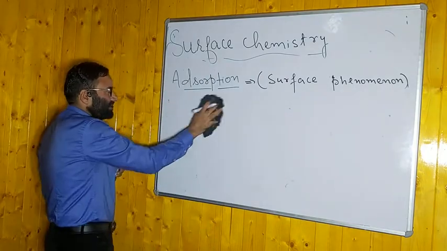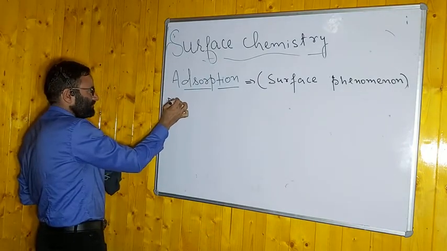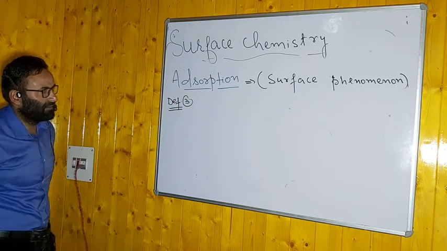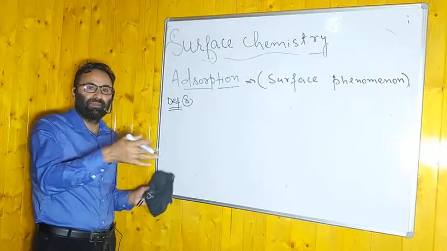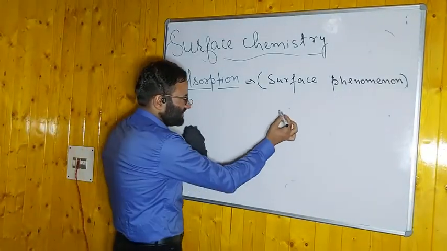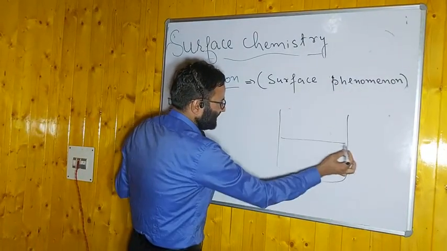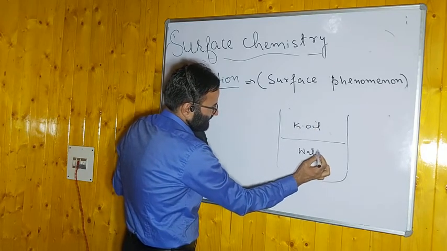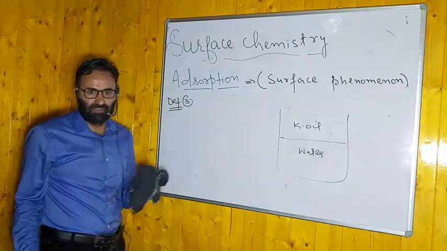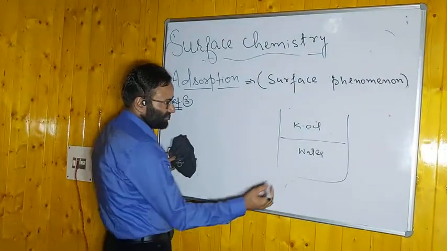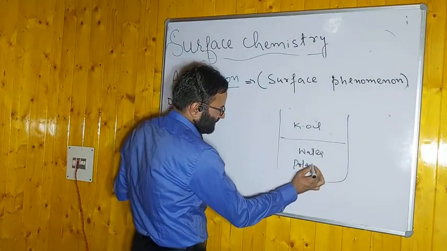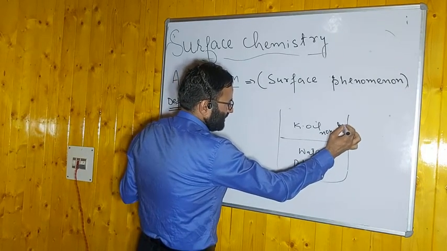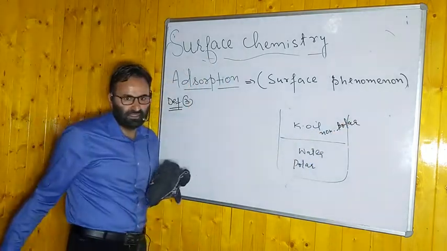I will take the third definition. Or you can take the example of the second definition. What is an interface? For example, if you have kerosene oil and water. Remember this point. Kerosene oil and water are immiscible. Water is a polar solvent and kerosene is non-polar. It has less polar character, non-polar. Hence, they are immiscible with each other.